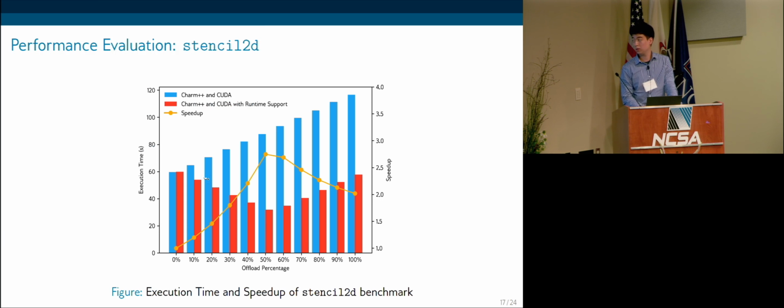So this is the plot that shows the speedup. The blue bars are using Charm++ and CUDA directly. And the red bars show using CUDA and Charm++ with the runtime support. And the yellow line shows the speedup. So you can see that the runtime support is able to provide some good speedups depending on the percentage of work that gets offloaded to the GPU.